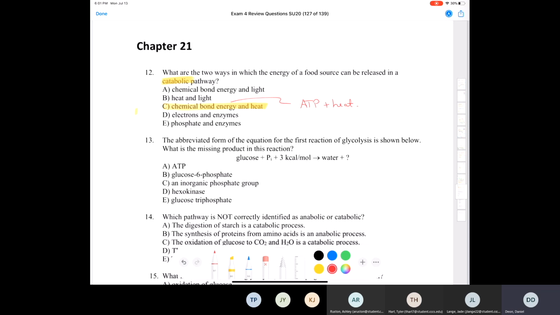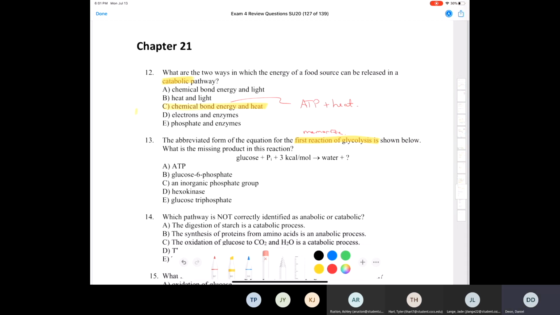And so I think it's a good idea to have the first reaction of glycolysis memorized. I think you should memorize what happens in the first step of glycolysis, the first reaction. And what's happening here is that we have glucose plus an inorganic phosphate plus some energy, produces water. And who watched the videos or read the book enough to know what molecule we end up producing in the first step besides water?